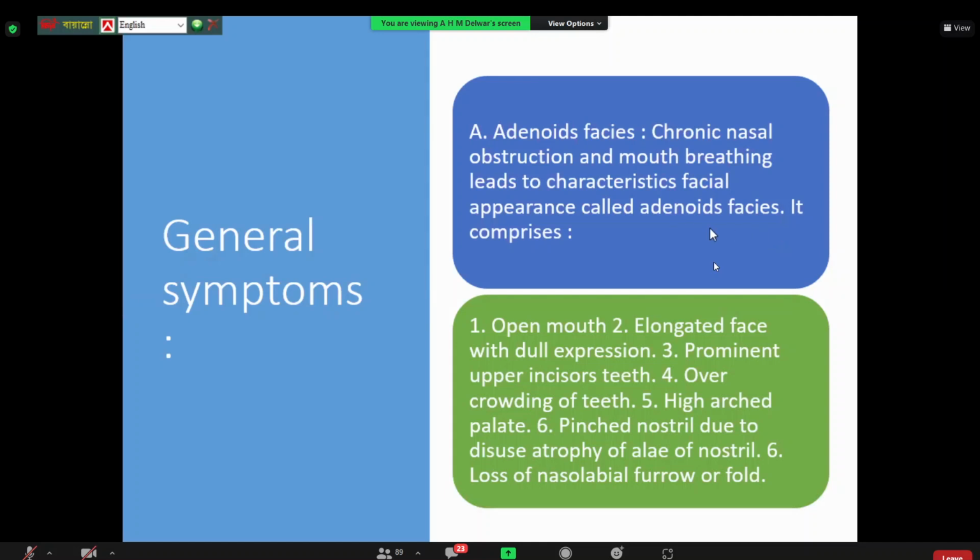There are so many questions on this; every year there is a question. What is the adenoid facies? How does it present? Open mouth, elongated face with dull expression. Why dull expression? Because the patient does not hear. So there is no expression on the face.